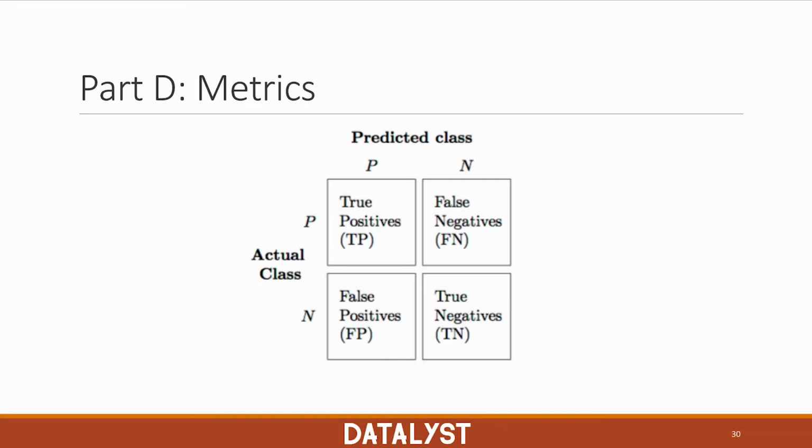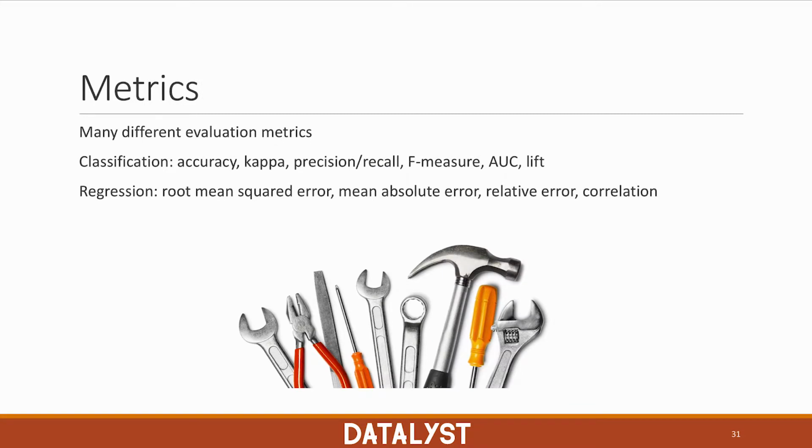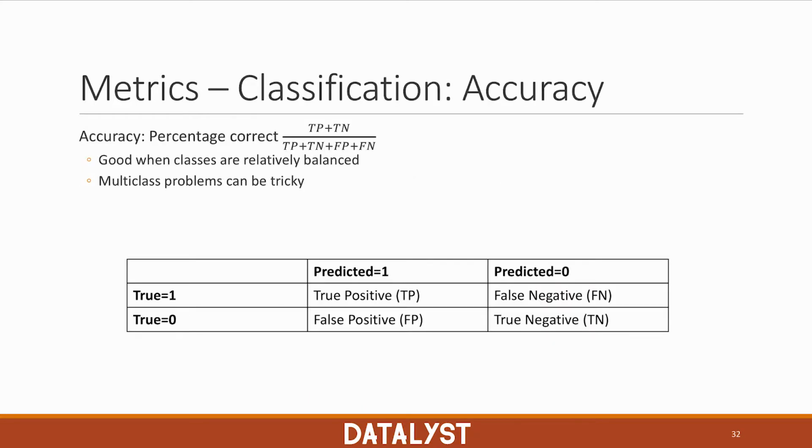So now let's talk about metrics for regression and classification. There are many different evaluation metrics, both for classification and regression. So here we're going to talk about some of them. The most famous and commonly used metric for classification is the accuracy.